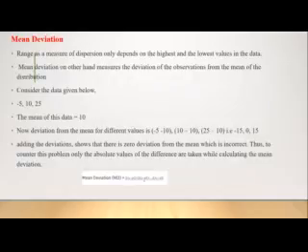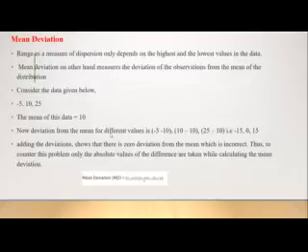So, mean deviation. Range as a measure of dispersion only depends on the highest and the lowest values in the data, whereas mean deviation measures the deviation of the observations from the mean of the distribution. Let's see the data here. Consider the data 5, 10, minus 5, 10, 25. That is a mixture of positive and negative numbers. The mean of the data is 10 here.